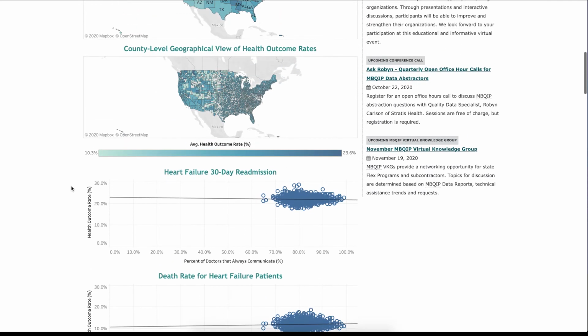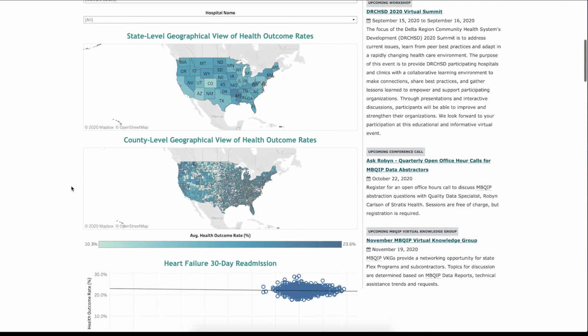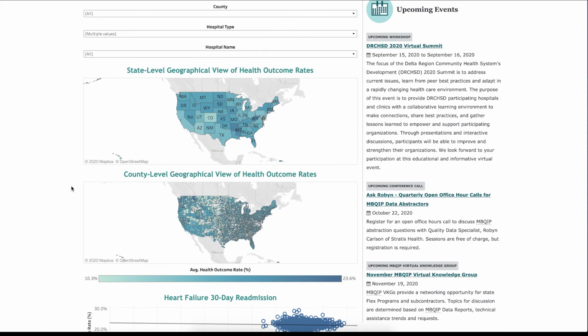Using this dashboard, we can filter data to a selected pair or cluster of states and evaluate the potential effects of doctor communication on unplanned hospital-wide readmission or death of patients whose initial admission was categorized as heart failure.